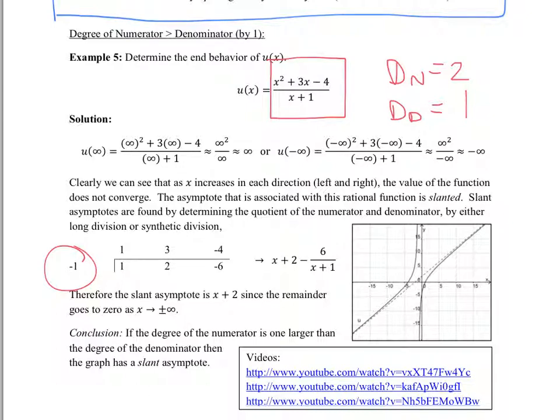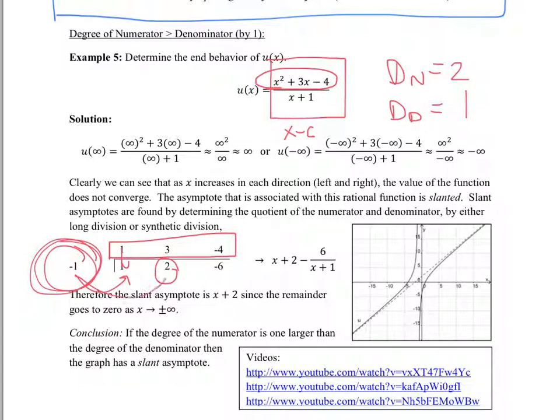If I take the numerator here, its coefficients are 1, 3, negative 4. Those all go right here. Remember that this is really x minus c, so c in this case is going to be negative 1 out here. I run this through the table. I bring down the 1. Negative 1 times 1 is negative 1, and 3 gives me 2. Negative 1 times 2 is negative 2, and negative 4 is negative 6. So I'm going to get 1, 2, negative 6, which is this right here.